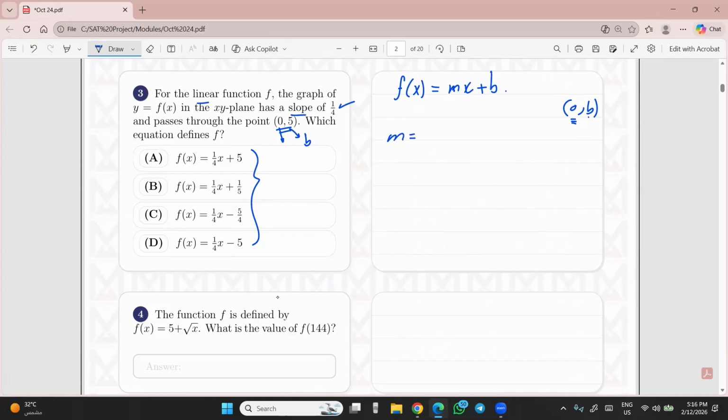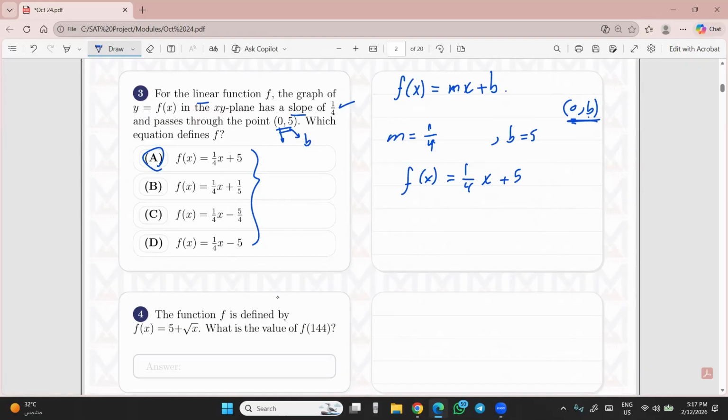So we have m, the slope, equal to 1 over 4, and b is equal to 5. We just replace them inside this function. So f of x is equal to 1 over 4x plus 5. That gives us the answer, letter A.